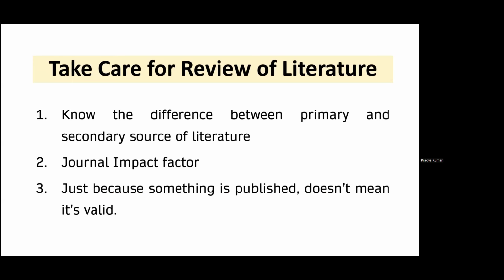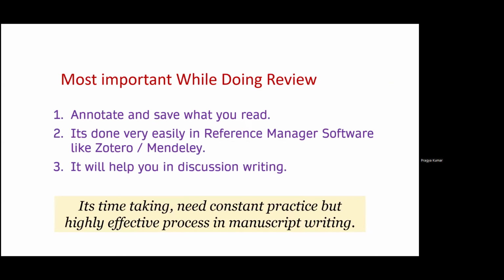In doing this literature review, you have to see the difference between the primary and secondary source of literature. Many times authors cite somebody else's work, so you need to check those citations with the primary author, and you can only use their work. Journal impact factor is also important. But just because something is published, it doesn't mean, especially in qualitative, that it is valid. So you need to check these things before you go for referencing and the review of literature.